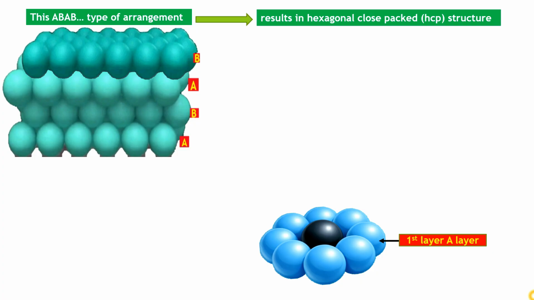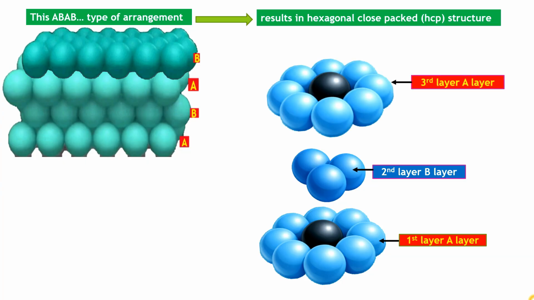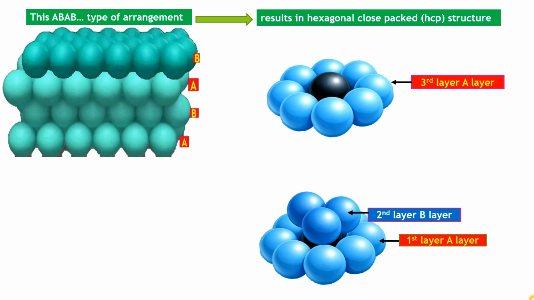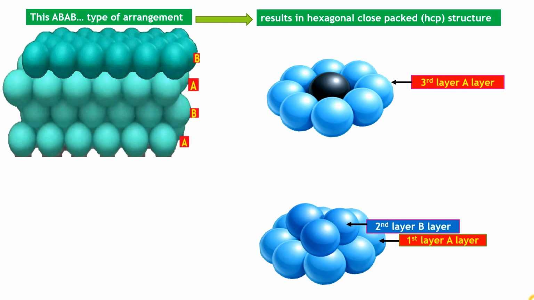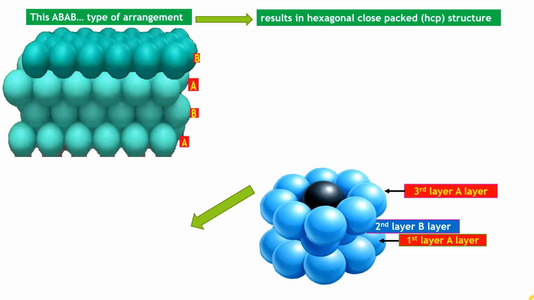Consider A layer, which is the first layer, B layer, which is the second layer, and again A layer, which is the third layer. When the second layer is placed on the depression of the first layer, tetrahedral void shape is formed, and when the third layer is placed on the tetrahedral void, the resulting structure is hexagonal close packed structure.